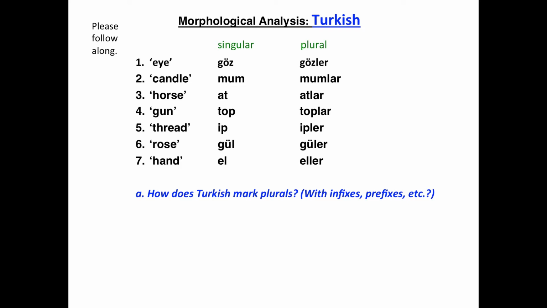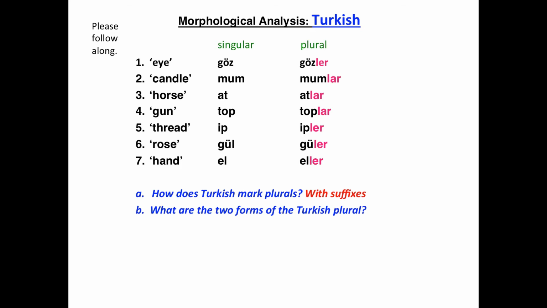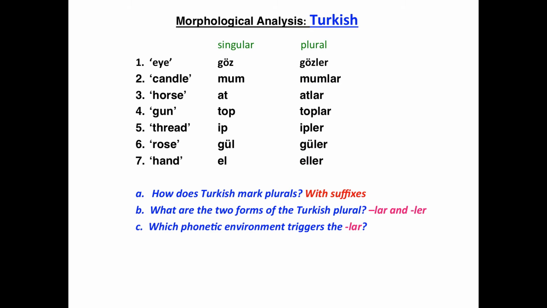Okay, so I'm asking you in question A here, how does Turkish mark its plurals? With infixes, with prefixes? How? With suffixes. So you guys see that the suffix is either ler or lar. So that is the plural in Turkish. So the 2 forms of the Turkish plural are the lar and the ler. Now I'm asking you what phonetic environment, and that really means neighboring sounds, what phonetic environment triggers the lar? When does the language use lar? Look at the item in number 2 for candle, mum, mumlar, horse, number 3, atlar, and gun, number 4 is top, toplar. Okay, so these 3 have a lar, where all the others have ler.